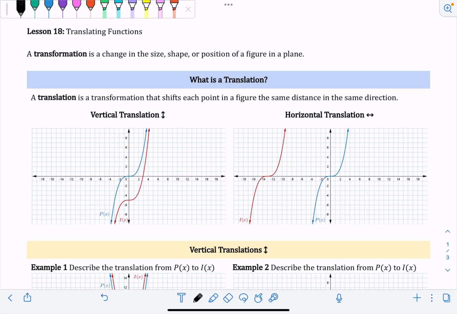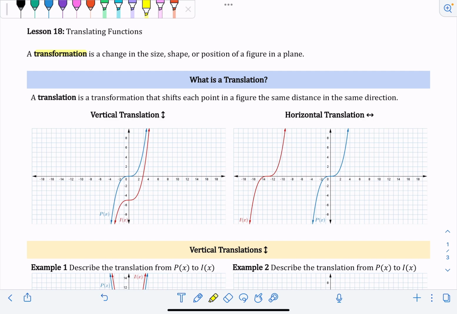Lesson 18 is called Translating Functions, and before we get into what a translation is, we need to talk about what a transformation is. So, two different words, translation and transformation. The transformation is any change in the size, shape, or position of a figure in a plane. So basically, it's like an umbrella term for any change that you're making to a graph on a coordinate plane.